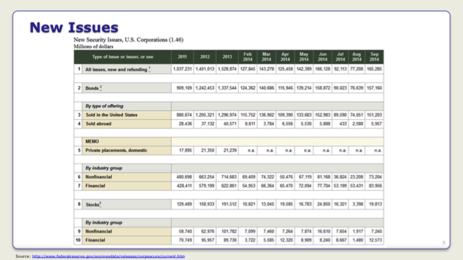When we look at line 2 for the bond issues, we see a record $1.3 trillion. In 2013, for 2014, we're at $1.1 trillion, again on pace for a record year. And U.S. non-financial companies in total have the largest nominal debt of all time.